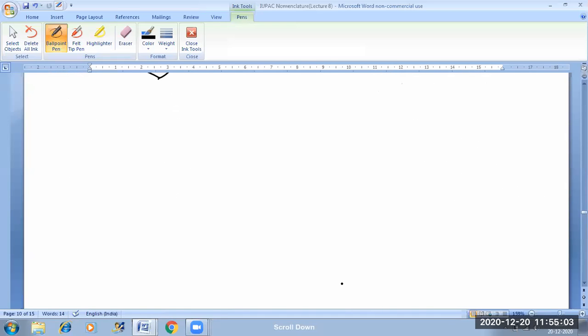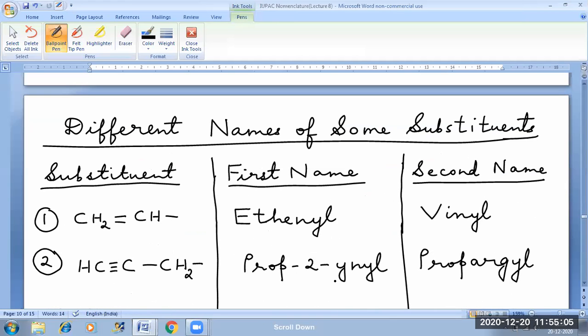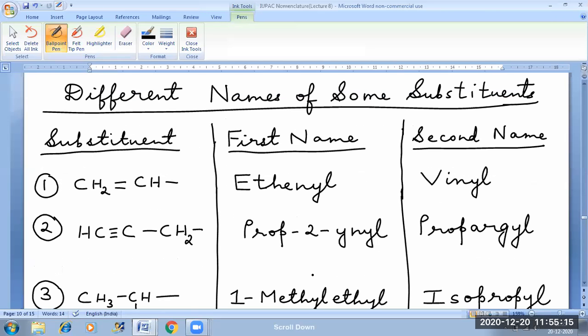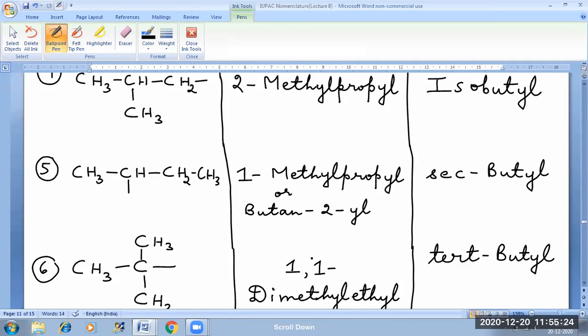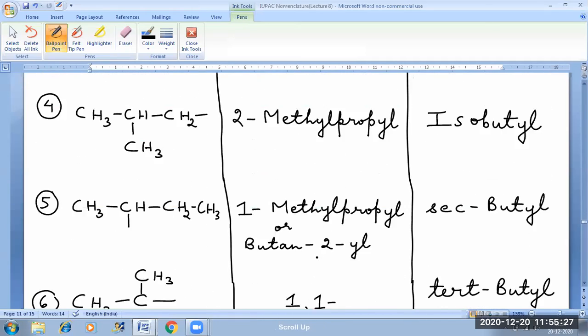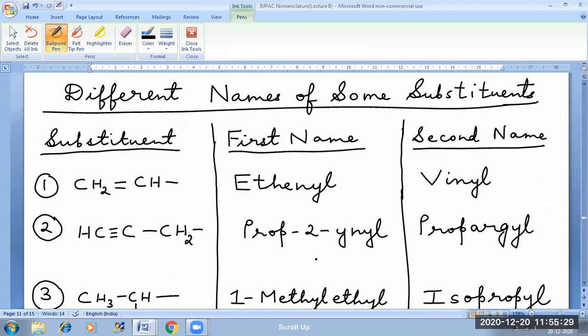Now, there is another table. See, we have already learned complex substituents and also we have learned other kinds of substituents. So if we look at this table, it has three columns. The first column has around 7 substituents. The second column has the names of these substituents. The third column also contains the names for these substituents.